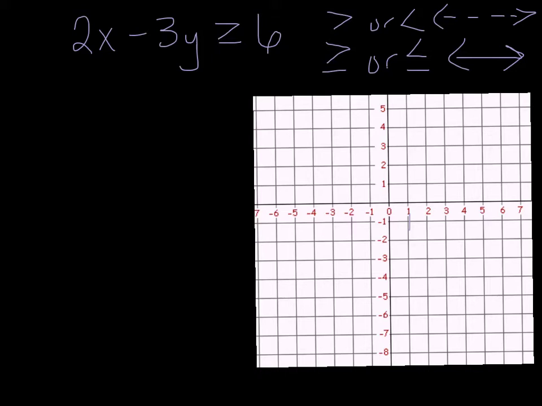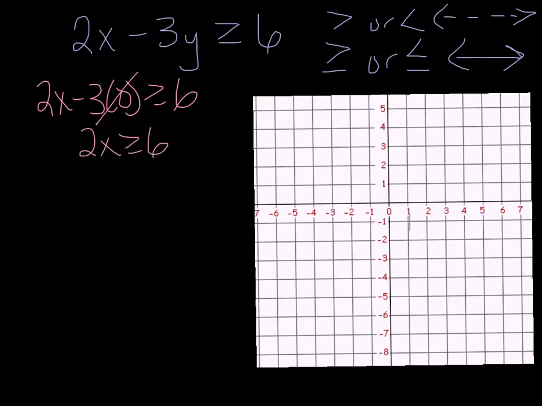So to find my x-intercept, I'm going to make y 0. We know that cancels. So if 2x is greater than or equal to 6, divide by 2, and x is greater than or equal to 3. So I'm going to go ahead and put my x-intercept is 3. Now don't worry about the greater than. Now let's go ahead and find the y-intercept.